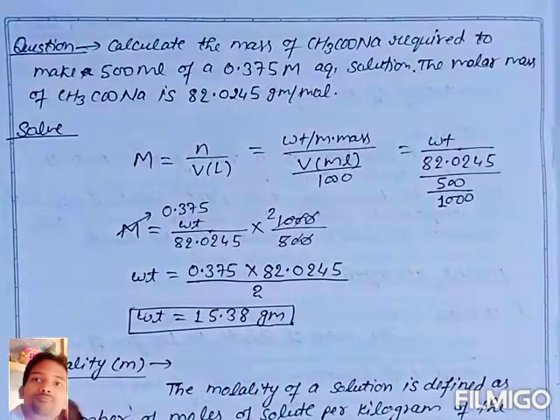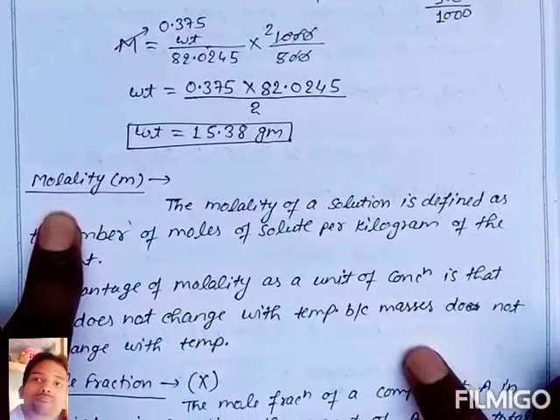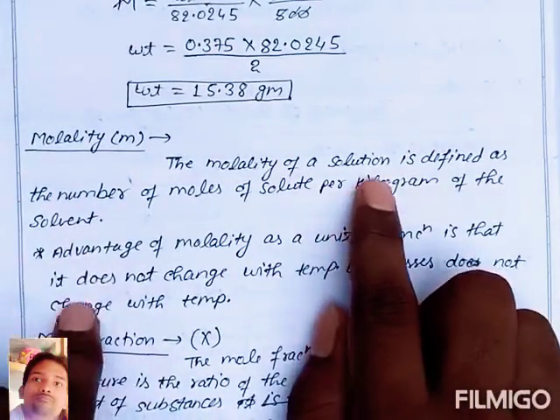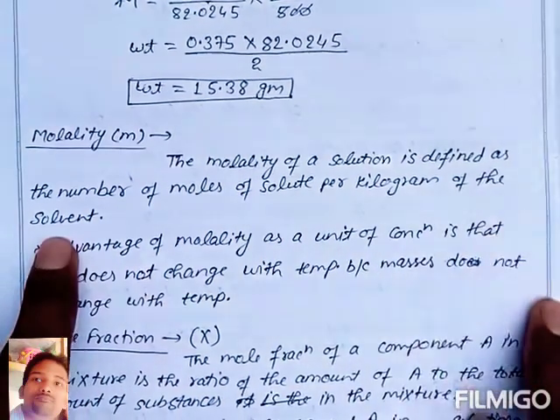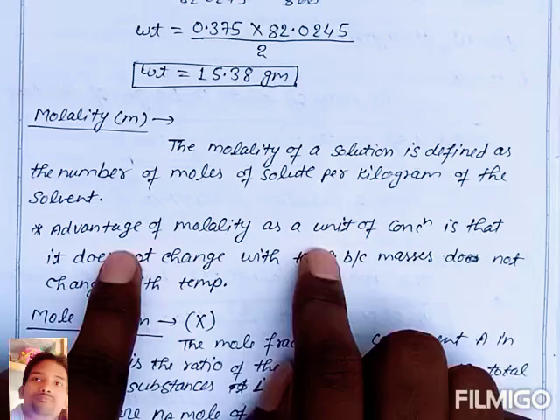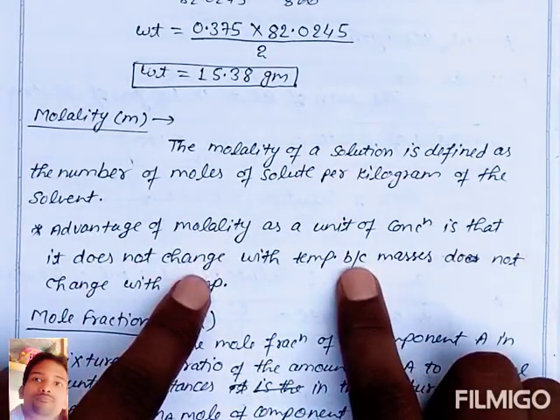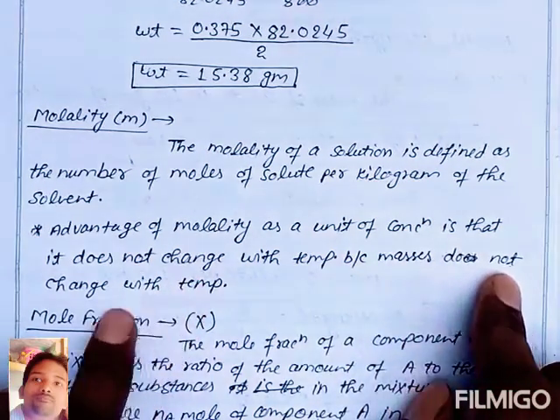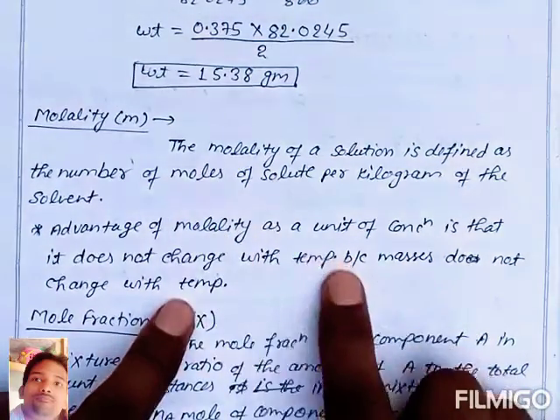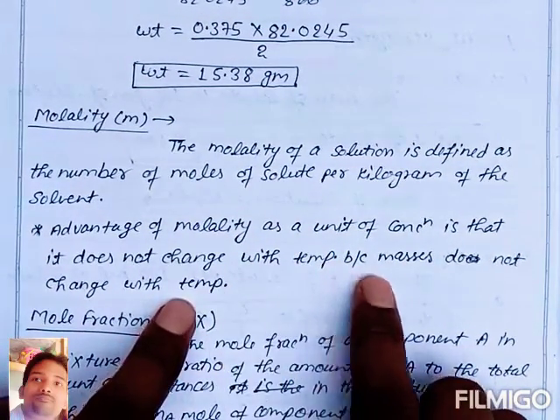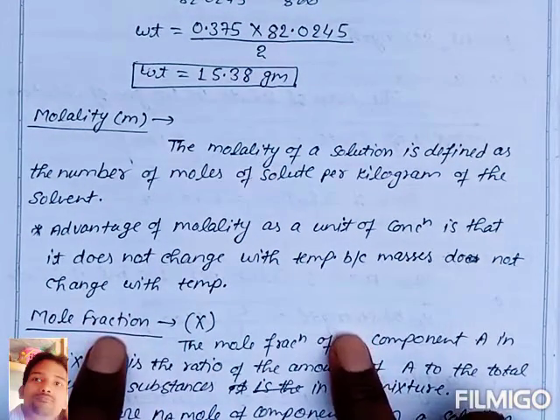Now another one is the molality. Molality is represented by small m. The molality of a solution is defined as the number of moles of solute per kilogram of the solvent. The advantage of molality as a unit of concentration is that it does not change with temperature, because masses do not change with temperature. In this terminology there is no volume, only the mass of the solvent in kg.